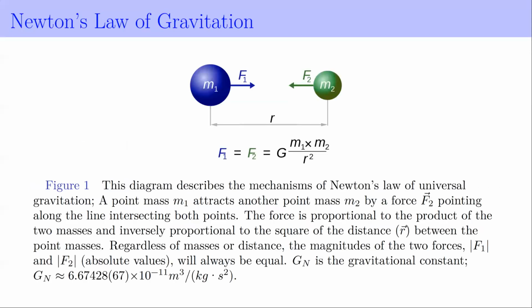So this is the picture. You have M1 and M2. The two forces are the same. They're G M1 times M2 divided by R squared, and they're directed along the line between their centers. There is the constant G, which is Newton's gravitational constant, about 6.67 times 10 to the minus 11th meters cubed per kilogram second squared.